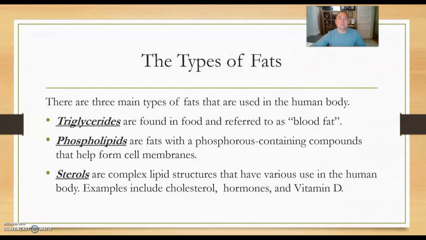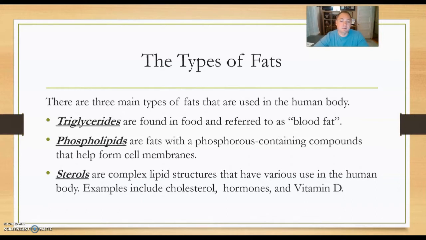So let's look at what each type of fat really is. Okay, triglycerides. These are found in our food and often referred to as our blood fat. When you go to the doctor and you have your blood tested, your triglycerides, the fat in your blood, will be the number that they give you.